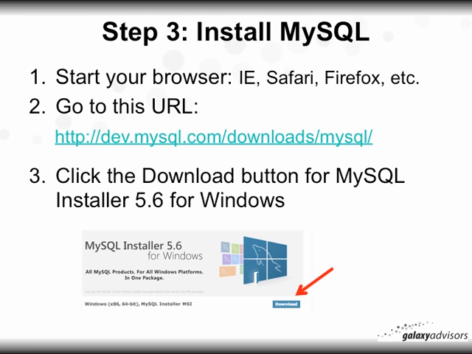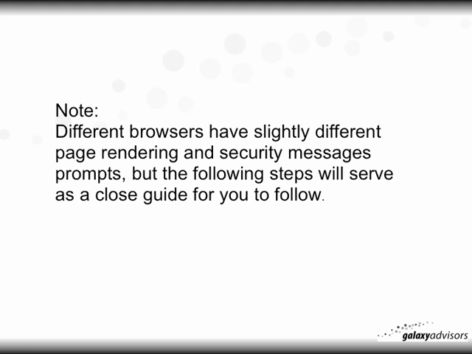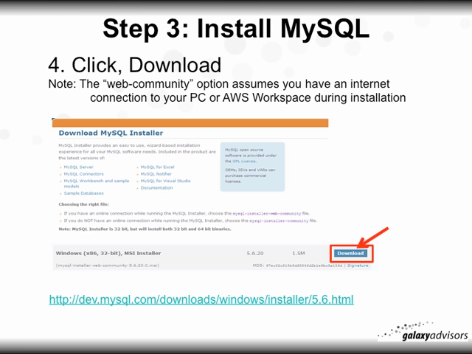Click on the download button for the MySQL installer 5.6 for Windows, as indicated here. You'll see this picture, and click on the download. Now, different browsers have slightly different page rendering and security message prompts, but the following steps will really serve as a close guide for you to follow. In step 4, click download.